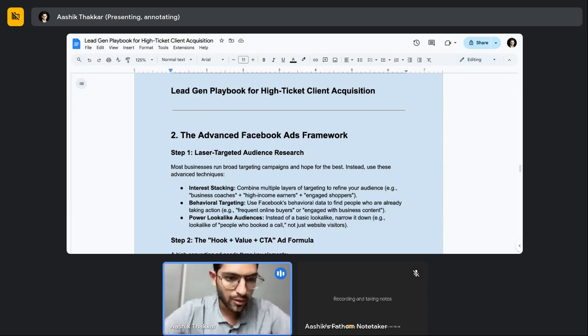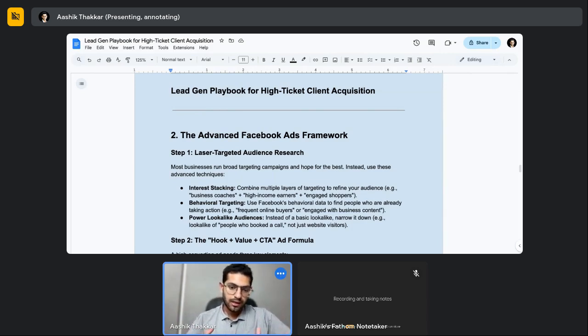So yes, now let's quickly move into step one, which is laser targeted audience research. Most businesses run broad targeting campaigns and hope for the best. Instead, what you should be doing is using these advanced tactics. Interest stacking. Combine multiple layers of targeting to refine your audience. Example, business coaches plus high income earners plus engaged shoppers.